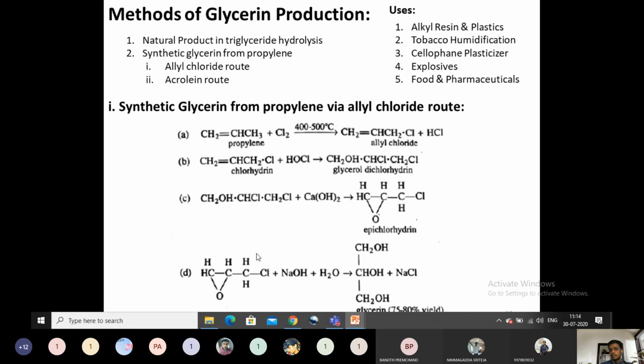Here epichlorohydrin will be reacted with alkali, NaOH, and water, and the final product of this reaction is synthetic glycerin. The yield of synthetic glycerin through this allyl chloride process is 70 to 80%.